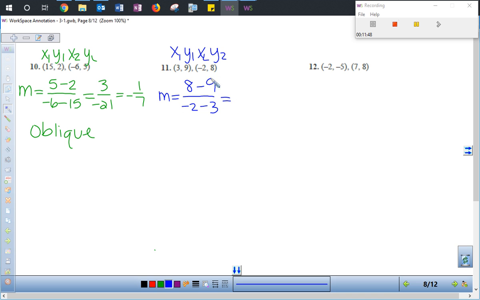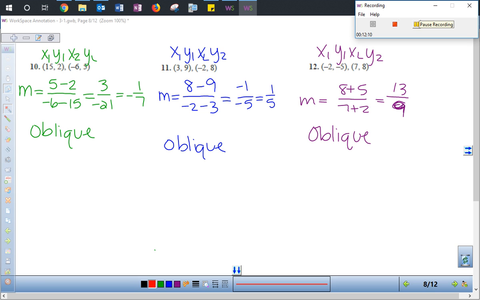Now we simplify. 8 minus 9 is negative 1. And then negative 2 minus 3 is a negative 5. And a negative over a negative is a positive 1/5. So this is a slope of 1/5, which again means that I have an oblique line. Now what I'd like you to do next is pause the video and do number 12 on your own.